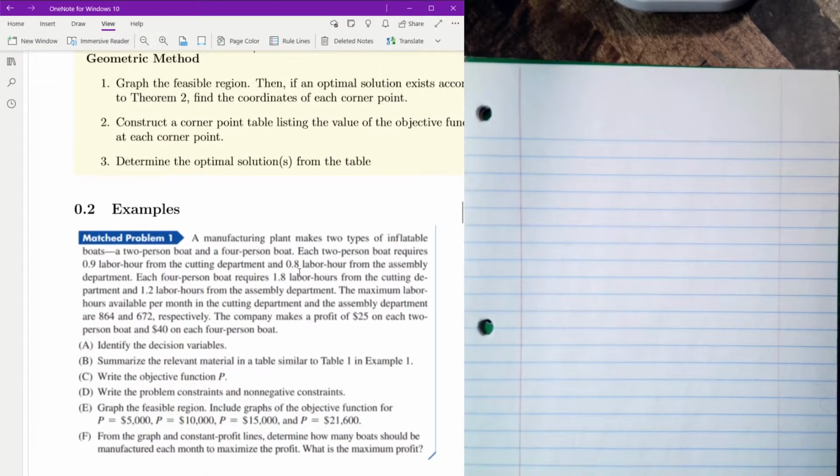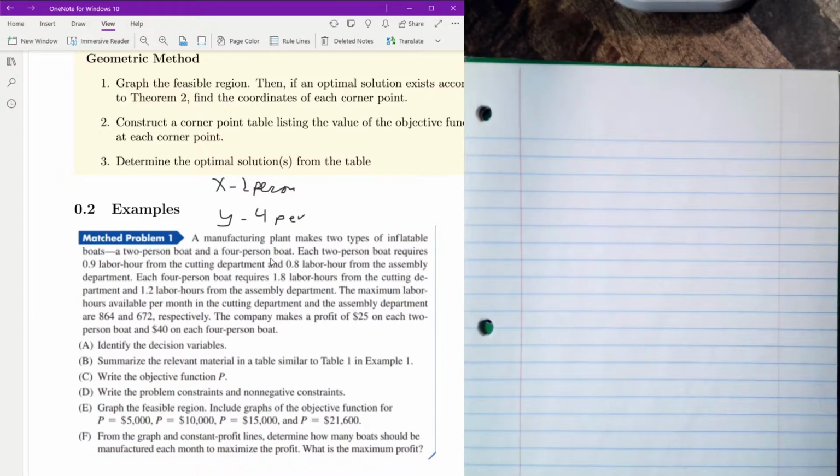What they're asking us to do is to identify the decision variables. So what is it about this problem that we have control over? We have control over, very easily, two-person boats and four-person boats. So I would say X and Y. Let's identify X as a two-person boat, and Y is a four-person boat. So I think that's our decision variables, X and Y. And we want to summarize the relevant information.